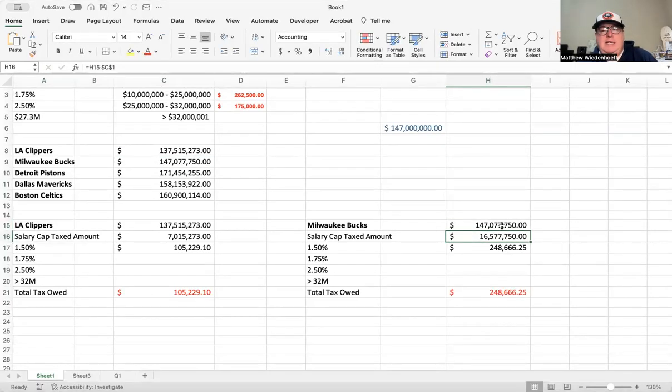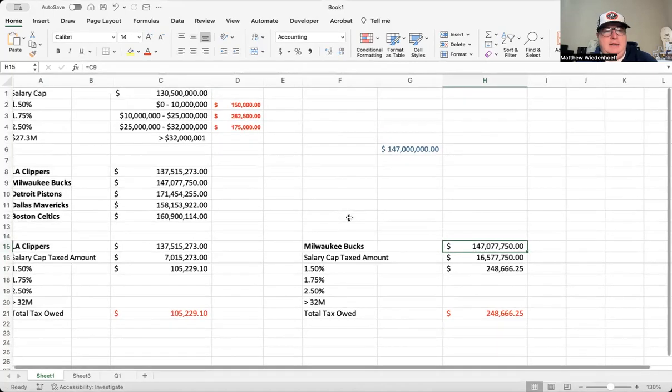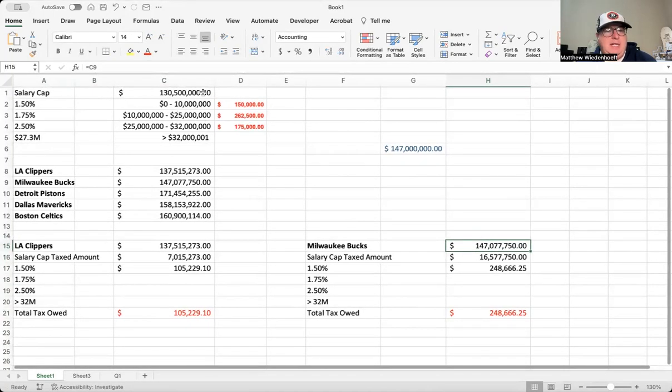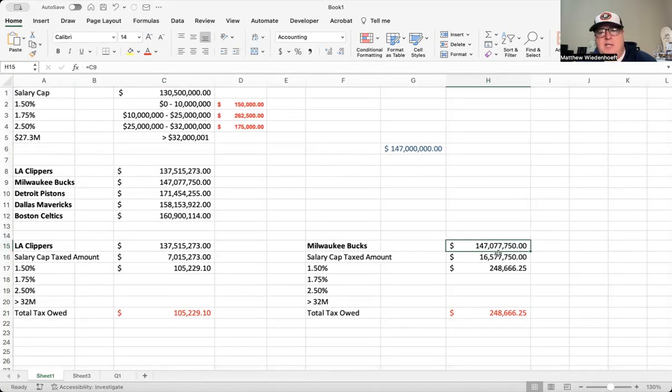Okay. So we're going to take this amount, which is their cap number, 147 million, and the cap space is 130 million, and we're going to subtract those two. Okay. So this is what we got. This is what we know. They are now at 16.5 million over.